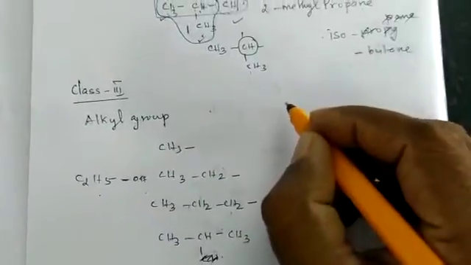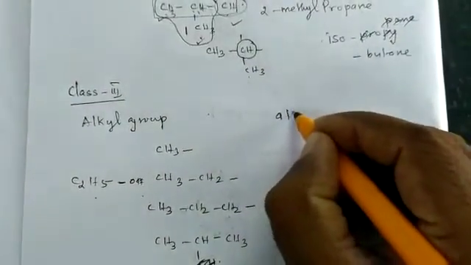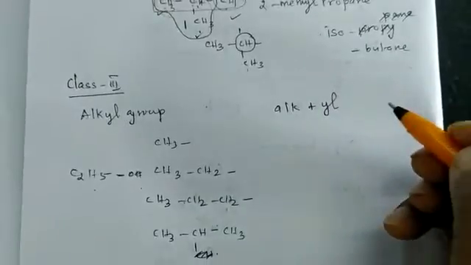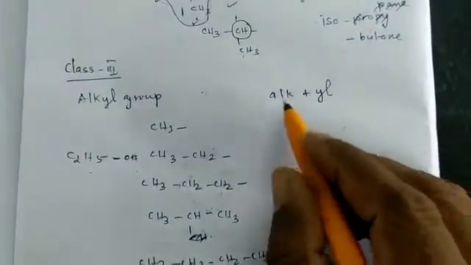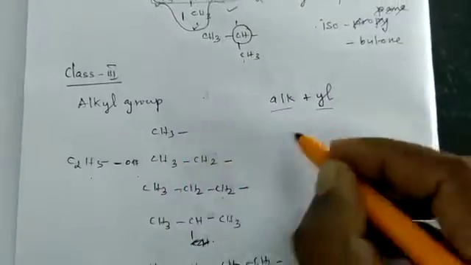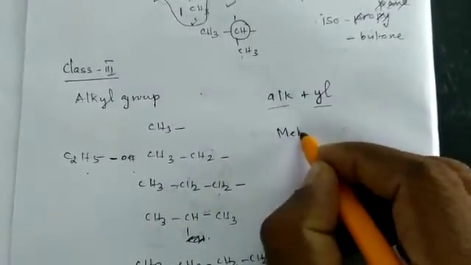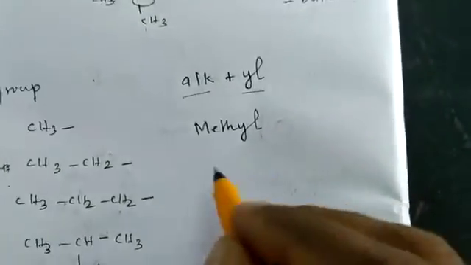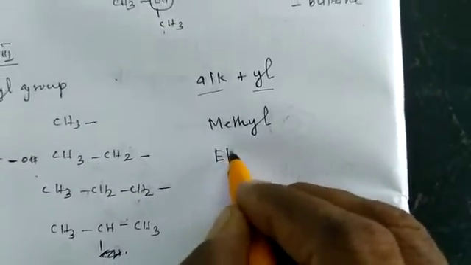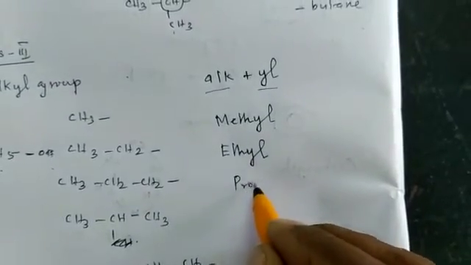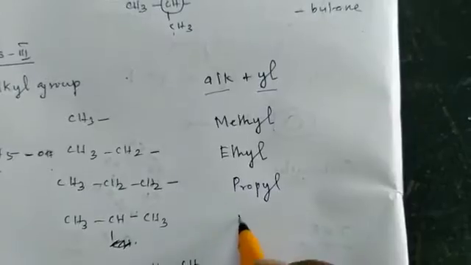How to name the alkyl group? Alkyl is root word plus the suffix YL. How many carbon atoms? 1 carbon, so the root word is meth. Root word plus YL gives methyl. Here how many carbons? 2 carbons, root word eth, so ethyl. Then 3 carbon atoms: propyl.